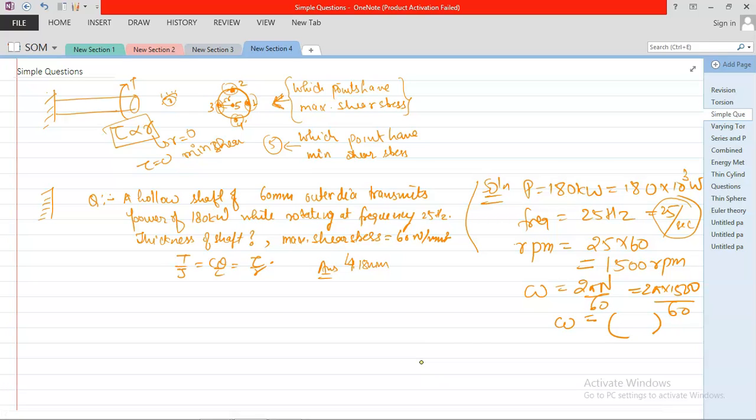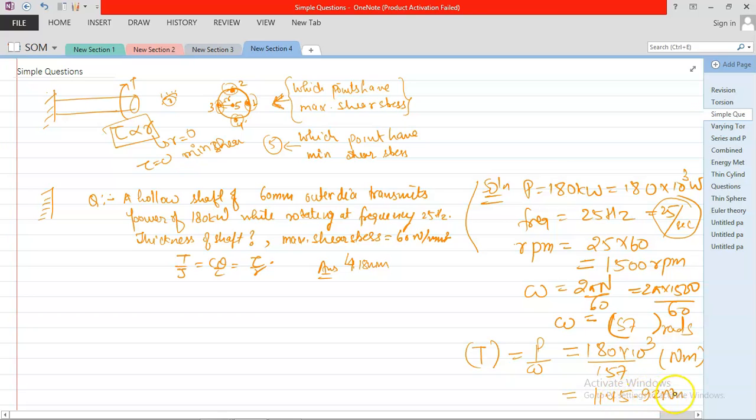Okay, give me 157 radian per second. If you take power divided by omega, then the torque will come. That is the torque in the body that is applied. So 180 into 10 raised to the power 3 divided by 157 is the torque that is applied, and it is in Newton meter. The unit should be in SI because I have taken watt and radian per second. So the value will come in Newton meter, and its value is 1145.92 Newton meter.